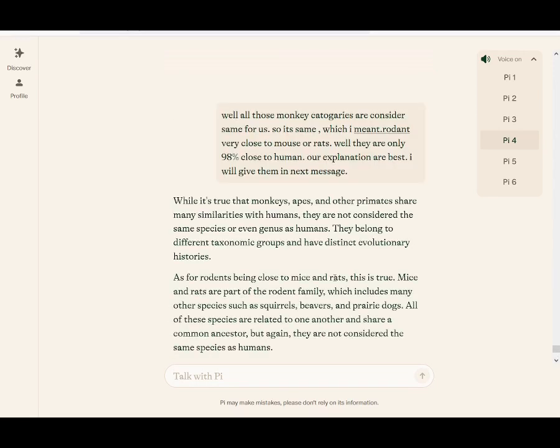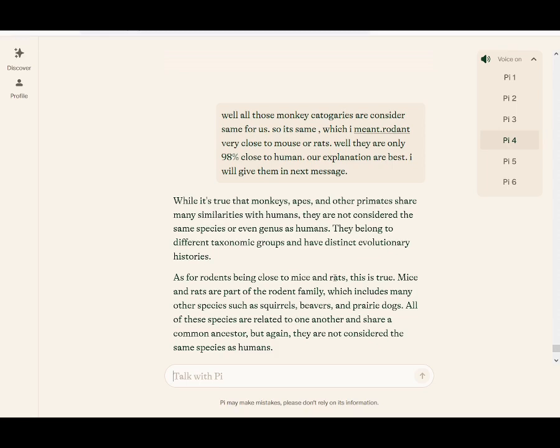While it's true that monkeys, apes, and other primates share many similarities with humans, they are not considered the same species or even genus as humans. They belong to different taxonomic groups and have distinct evolutionary histories. As for rodents being close to mice and rats, this is true. Mice and rats are part of the rodent family, which includes many other species such as squirrels, beavers, and prairie dogs. All of these species are related to one another and share a common ancestor, but again, they are not considered the same species as humans.